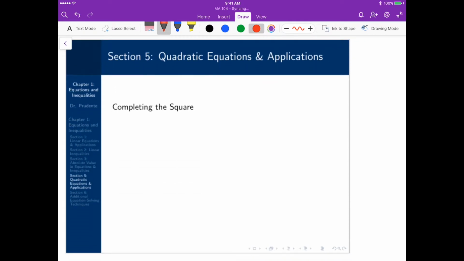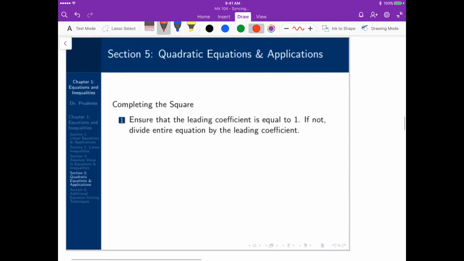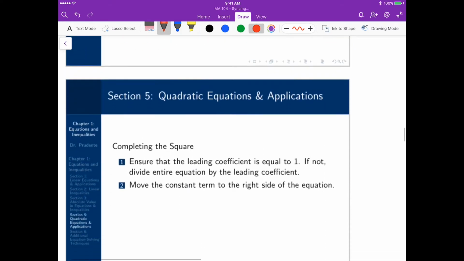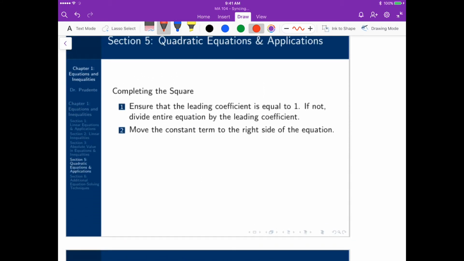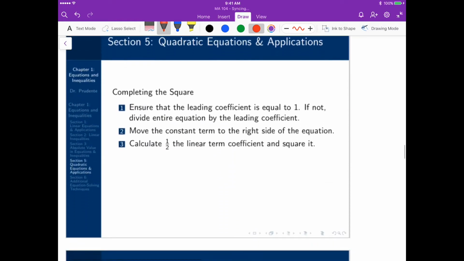The next way we can solve quadratic equations is by completing the square. And this takes a little bit of steps to do. When we complete the square, we want the leading coefficient to be 1. If not, we have to divide the entire equation by our coefficient. We also want to move all the constant terms to the right side of our equation. We'll see why when we do an example.